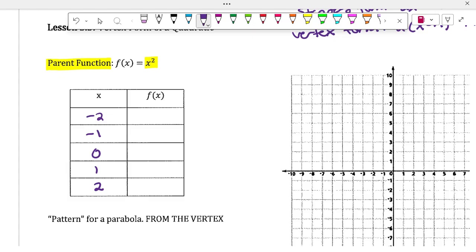Now, without using a calculator, because this is a really easy calculation, what's the only thing I'm going to have to do with those x values to get my y values? You just got to square them. So what's negative 2 squared? Negative 1 squared? 0 squared? 1 squared? 2 squared. Good.